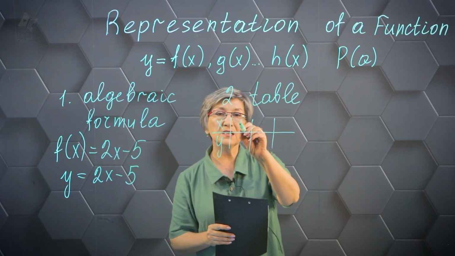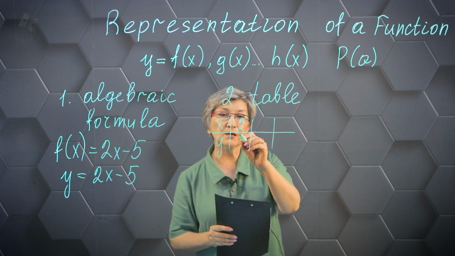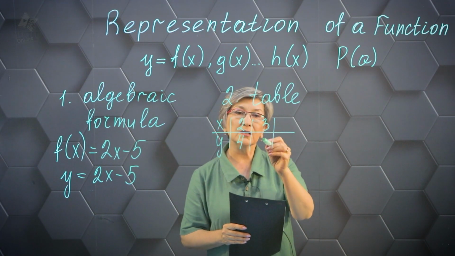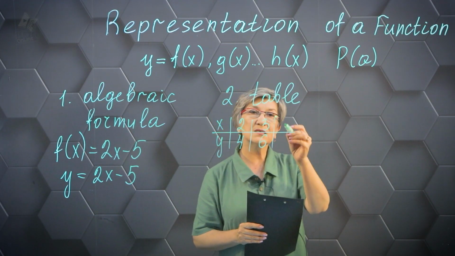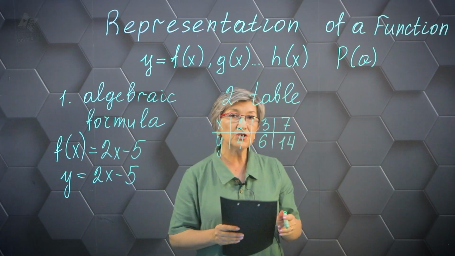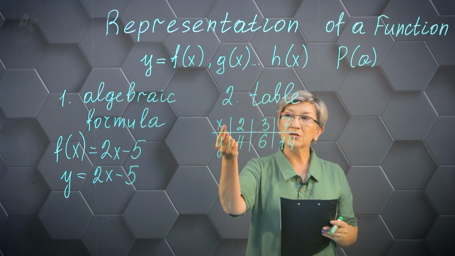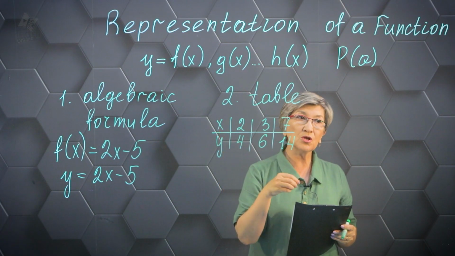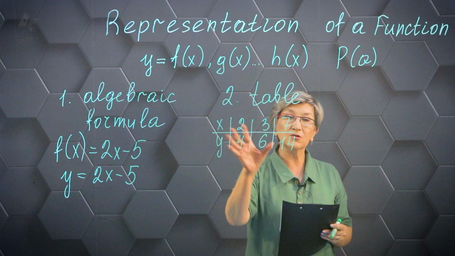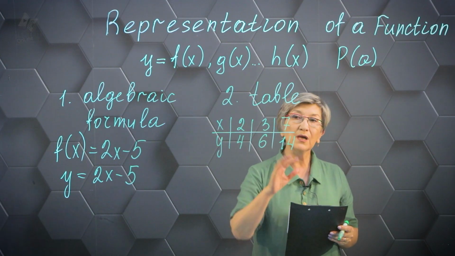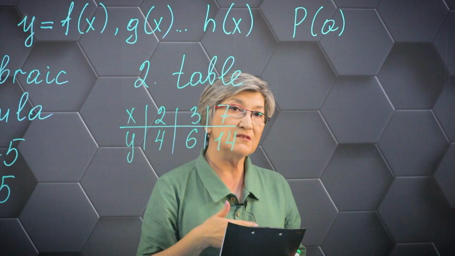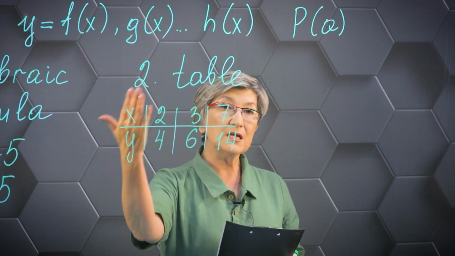For example, if x equals 2, then y equals 4. If x equals 3, then y equals 6. If x equals 7, then y equals 14. And in this case, we can see that our variable x needs to be multiplied by 2. And as a result, I can write down this relationship as a formula. Using a table, we can write this relationship as a formula.